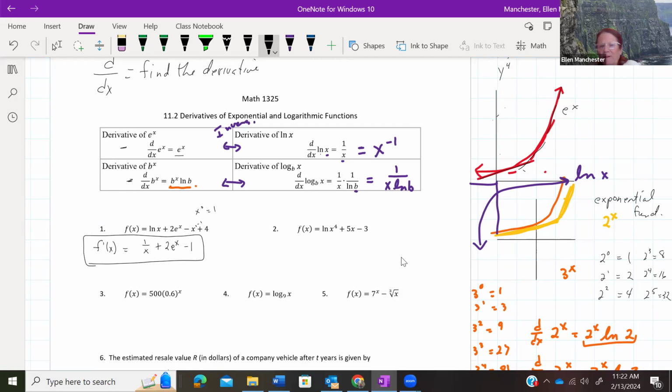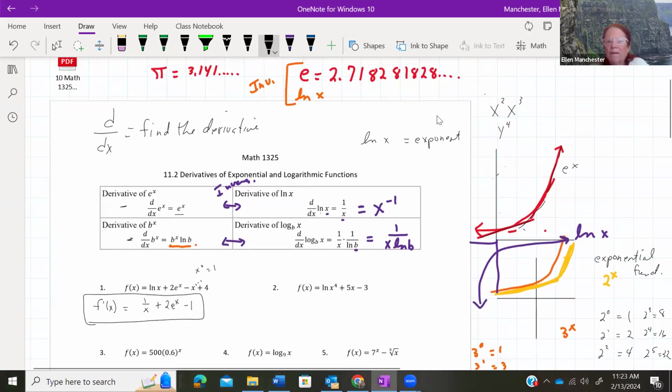Any questions so far? Okay, so for this one, notice it has ln of x to the 4th power. All right, so what you need to remember is ln of x is an exponent. Okay, if you remember ln, so if we had the function e raised to the 4th power equals, let me find it real quick.